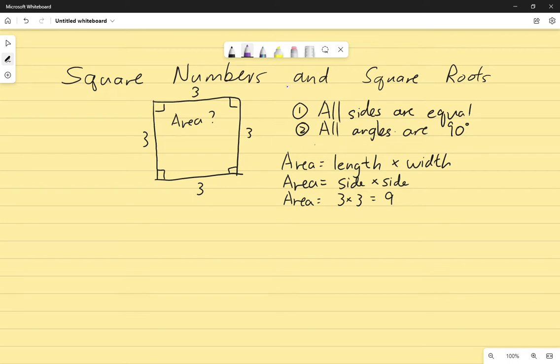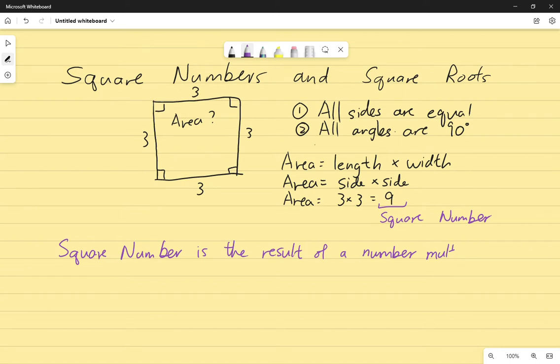So this is where the special part comes in. 9 is what we call a square number. Why do we call it a square number? Well, a square number is the result of a number multiplied by itself. Okay. So a number times itself gives you a square number. It also represents something else. It represents the area of a square. Okay. So the square number represents an area. It represents what you get when you take a number, which is a side length, times by itself. So that's what a square number is.